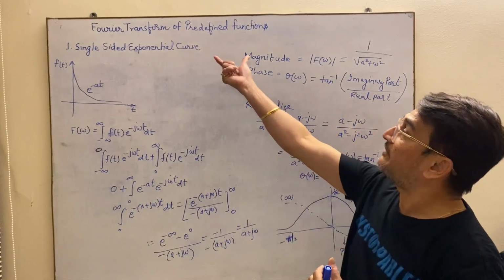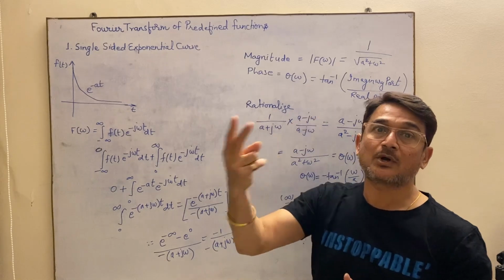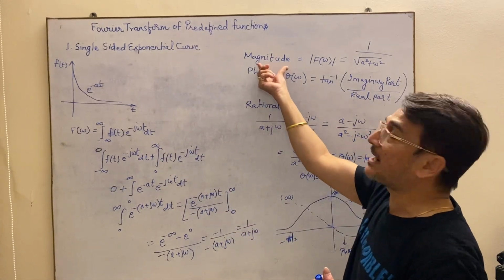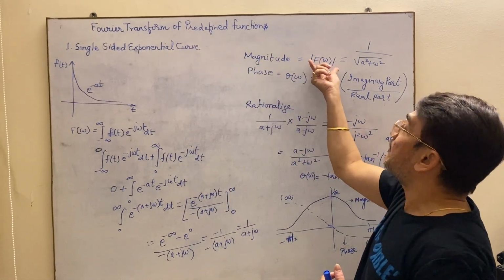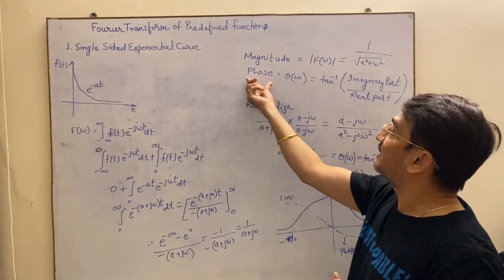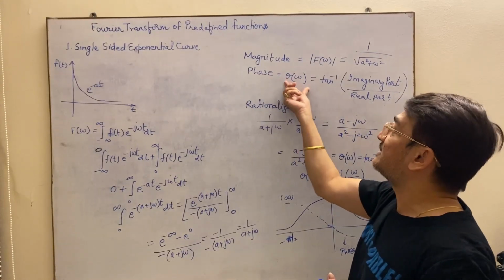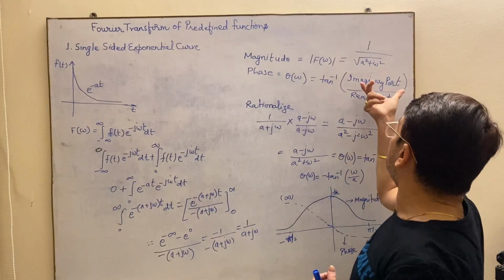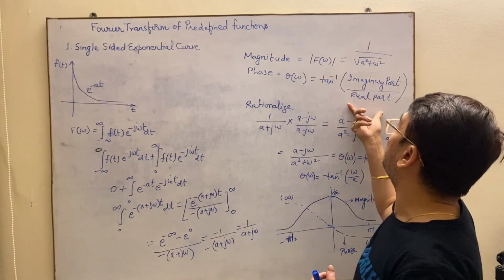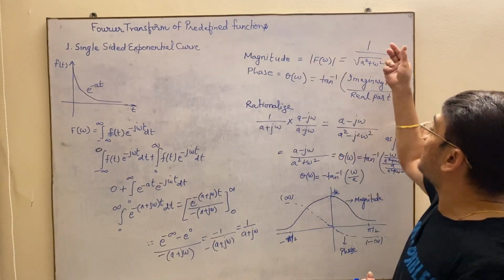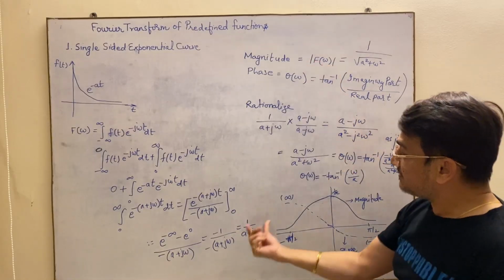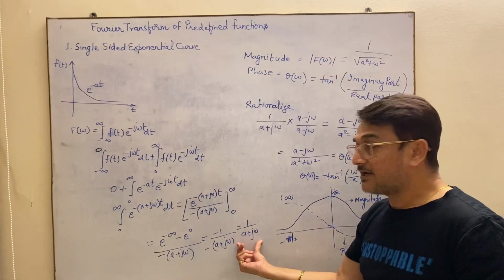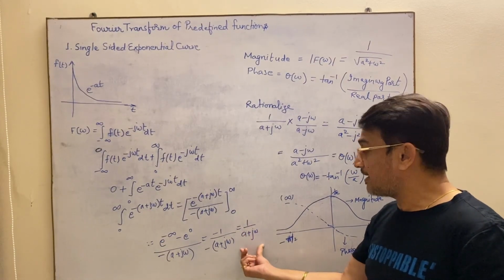Now every Fourier transform has two components. One is known as its magnitude, which can be defined by mod of F of omega, and another is the phase, which is defined by theta of omega. This theta of omega is nothing but tan inverse of imaginary part upon real part. So this mod of F of omega is basically calculated from this 1 upon a plus j omega.